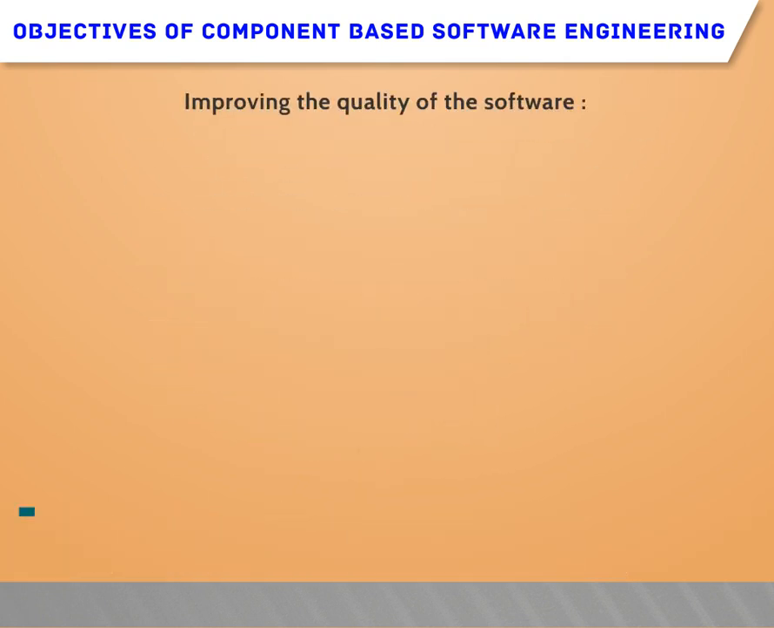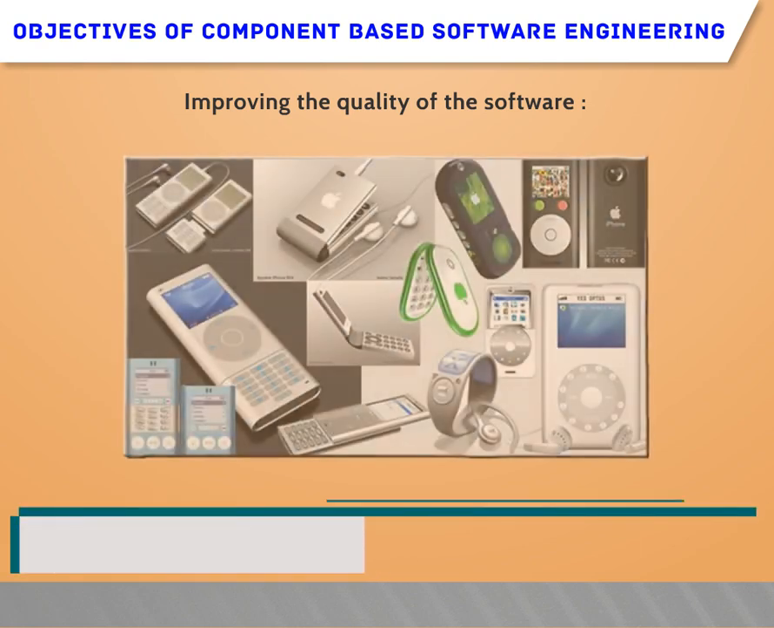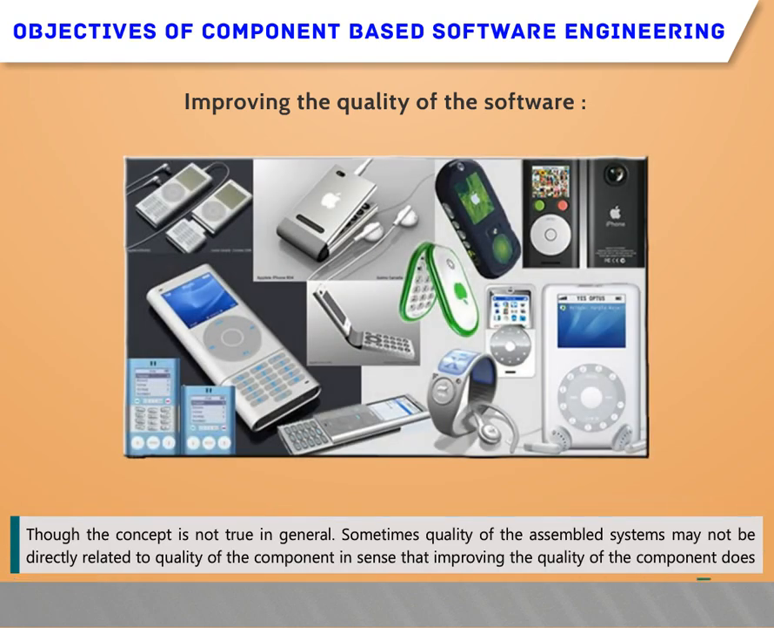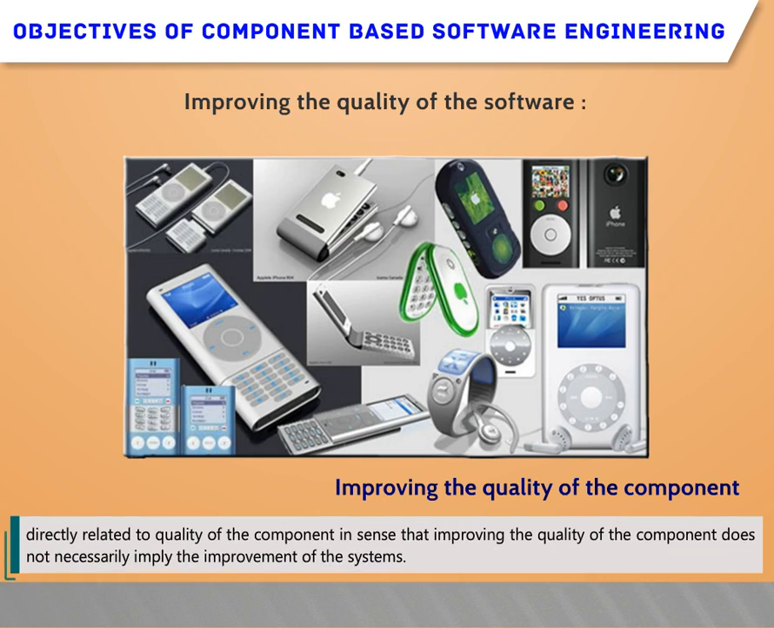Improving the quality of the software. The quality of the software can be improved by improving the quality of the components. Though the concept is not true in general, sometimes the quality of the assembled system may not be directly related to the quality of the components, in the sense that improving the quality of a component does not necessarily imply the improvement of the system.